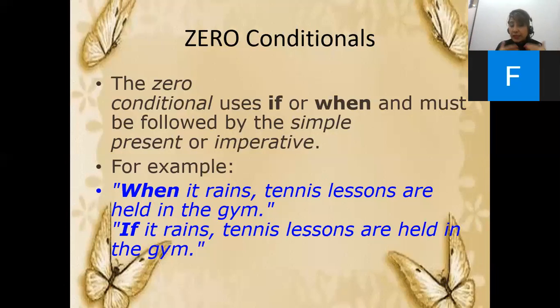But in this sentence, when we use two simple presents, or zero conditional, it is general information: whenever it rains, our classes or the sport are held in the gym, something like that. If it rains, tennis lessons are held in the gym. So you see that if and when can both be placed. Okay, now the next sentence.